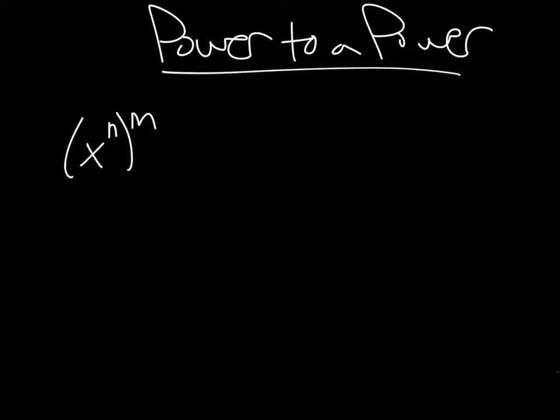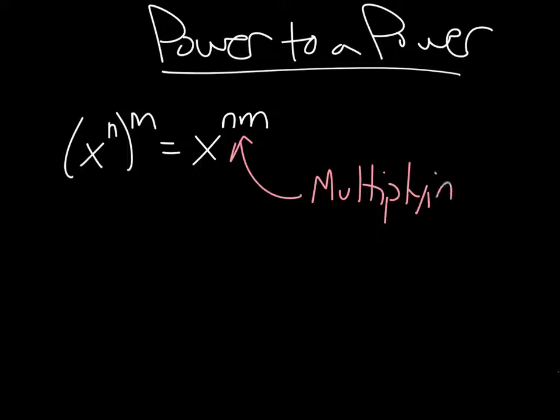So when you have this kind of situation, you're raising something inside that has an exponent to another exponent. The rule says that you do this. And so what is this? What's going on right there? Are you multiplying? You are multiplying. So you're multiplying the exponents. Okay, that's basically it.